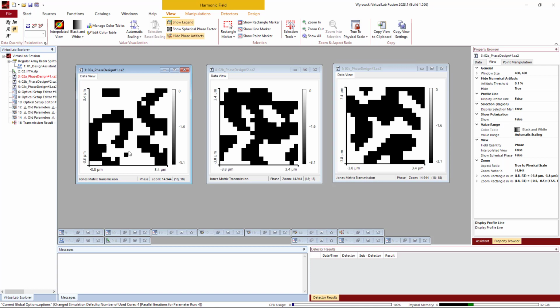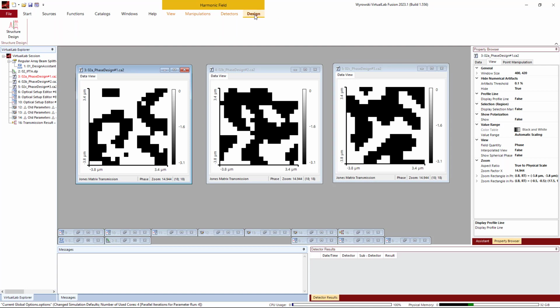Now, we have these phase distributions of the transmission function, and now we want to generate an actual physical structure from this. And to that end, we're going to use a thin element approximation, which also rests on an assumption of paraxial behavior. So both the IFTA and the thin element approximation rest on assumptions of paraxiality. So I would select each of these designs, and I would go to this Design tab and click on Structure Design.